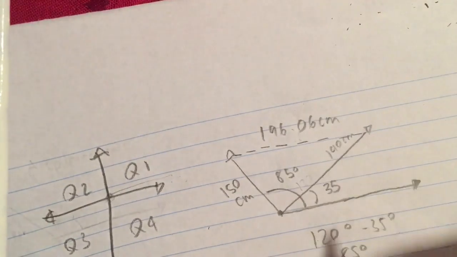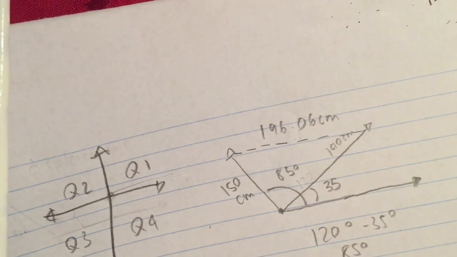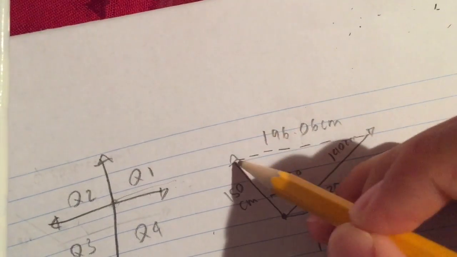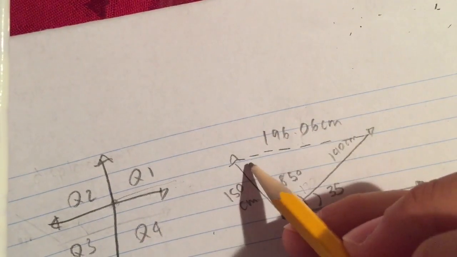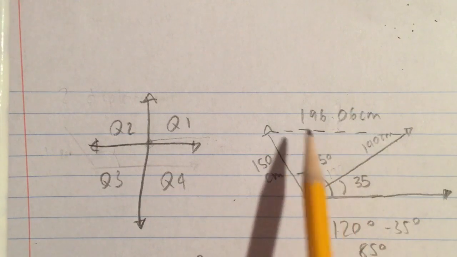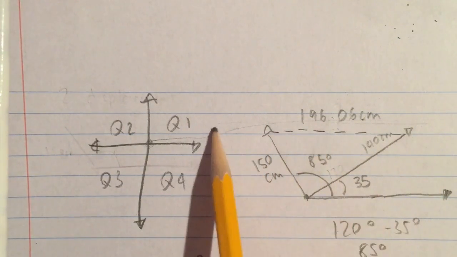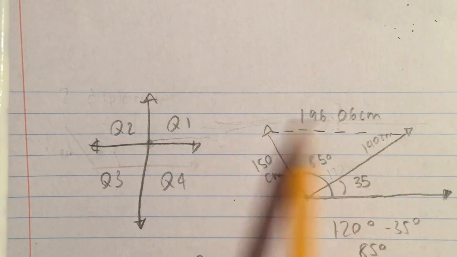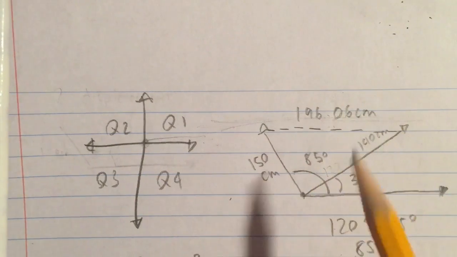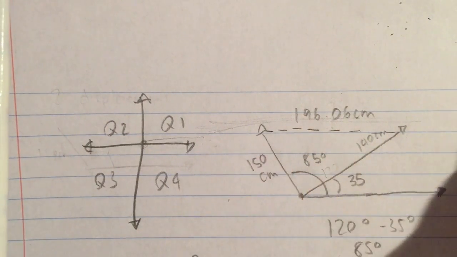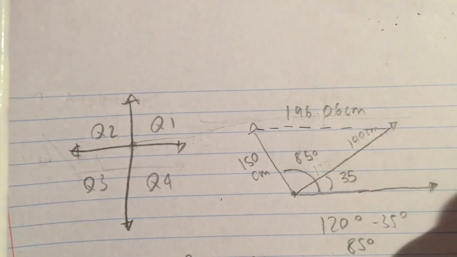196.06 cm. Okay, the next thing we need to do is find the direction of this. So from this diagram itself, we can conclude that because this is not a perfectly straight horizontal line, it does have an angle with the x-axis. So if we draw a straight line here, actually let me just draw this again.